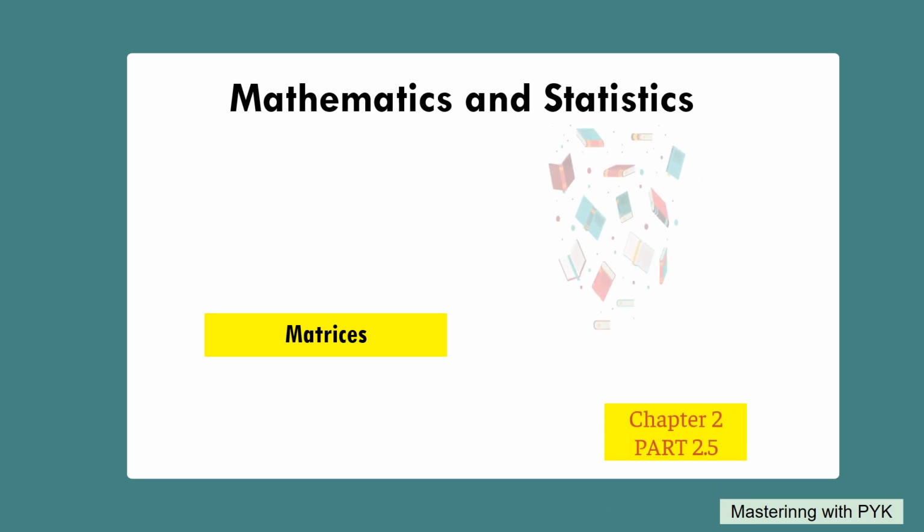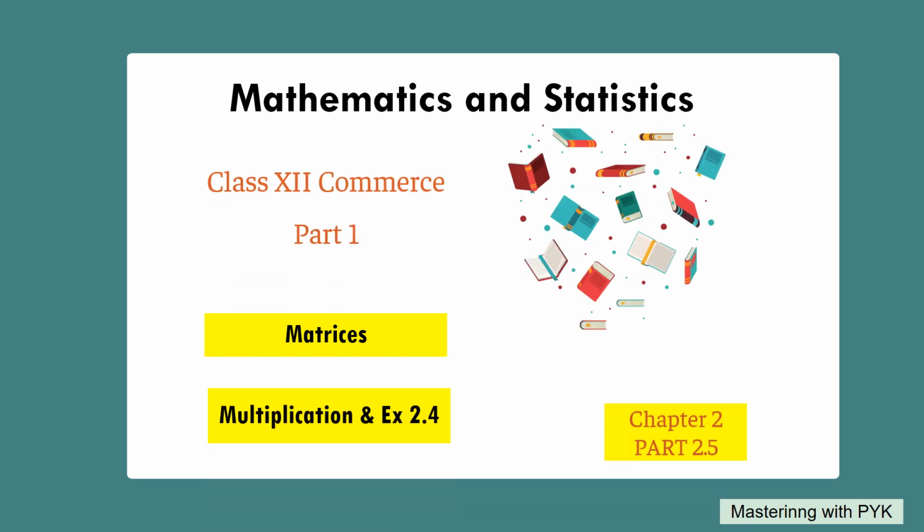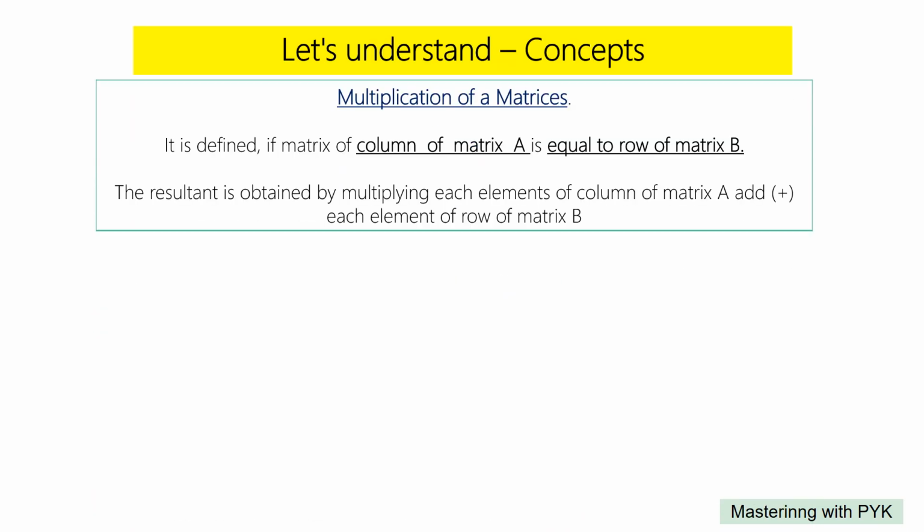We'll continue with matrices. In this series, we'll be completing multiplication and exercise 2.4. Let's start with concepts. Multiplication of matrices. Now, when is multiplication defined, or when is it possible? Multiplication of two matrices is possible only if the columns of matrix A are equal to the rows of matrix B. This means we'll first identify the order of the two matrices, and then we will be able to know whether the multiplication is possible or not.